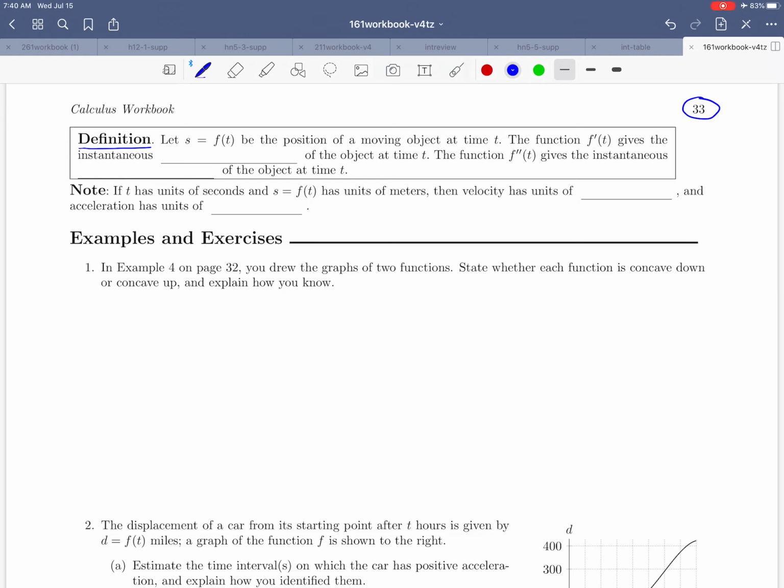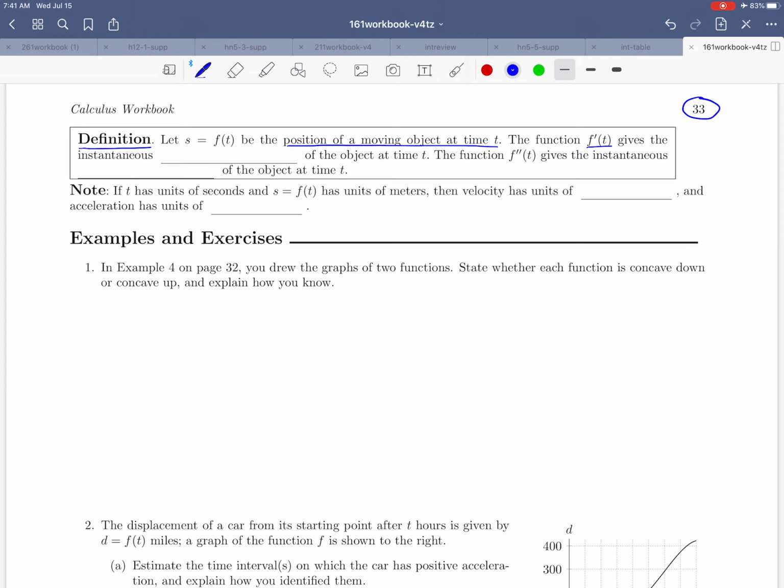So we'll let s equal f of t be the position of a moving object at time t. So maybe we're measuring time in seconds and s in meters. I'm just kind of making up the units there. We'd like to think about what the first and the second derivative represent in this situation. Starting with f prime of t, the rate of change of position, what are we really talking about when we mention that?